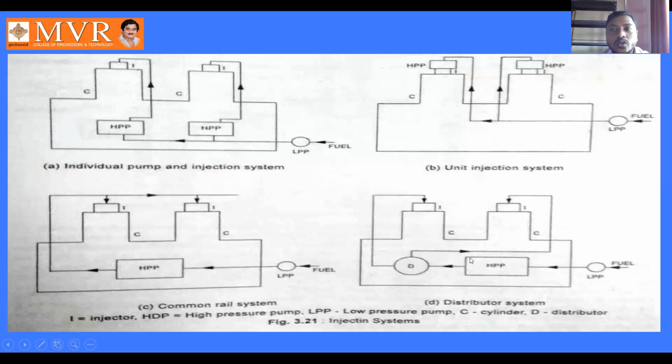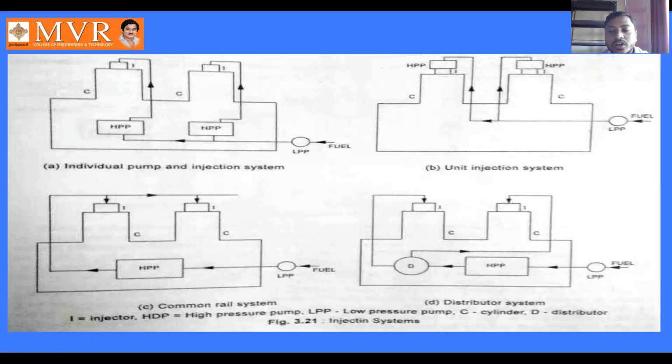But coming to the distributor system, the fuel enters the high pressure pump, and from the high pressure pump it directly enters the distributor. This distributor is going to distribute the fuel into two systems. First it distributes the fuel into the first engine cylinder by using the fuel injector, and after that the distributor distributes the fuel again into the second engine cylinder by using the fuel injector pump.